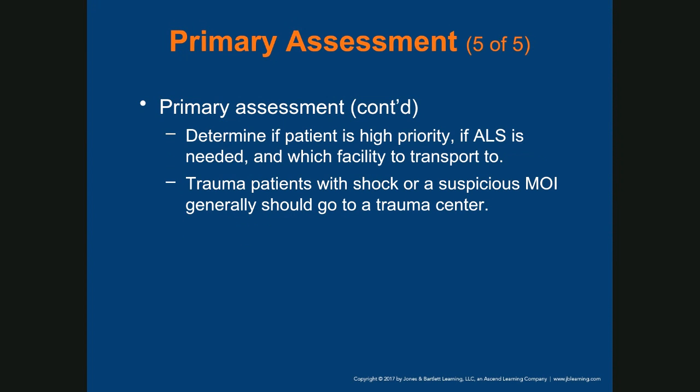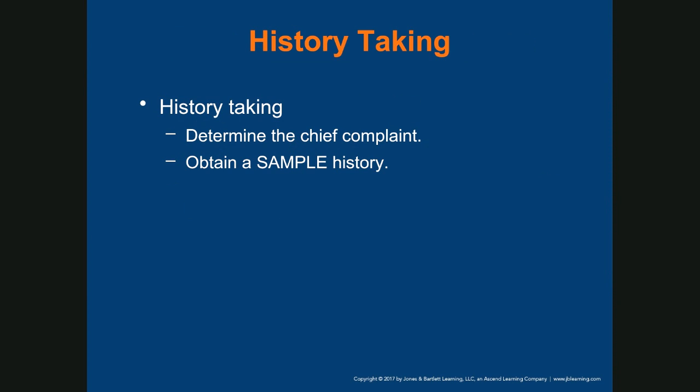Determine if the patient is a high priority, if ALS is needed, and which facility to transport to. Trauma patients with shock or a suspicious MOI generally should go to a trauma center. After we have completed the primary assessment, the next phase is history taking.